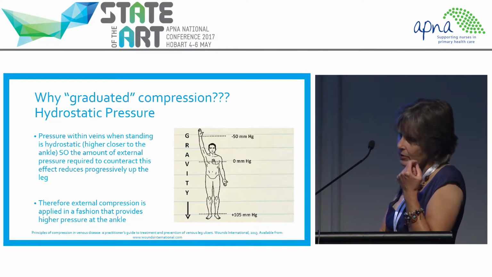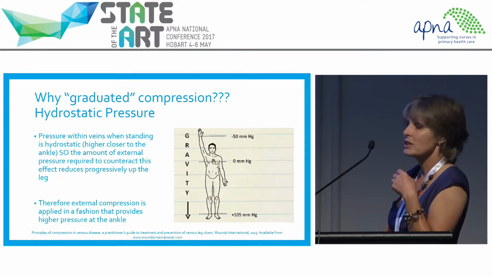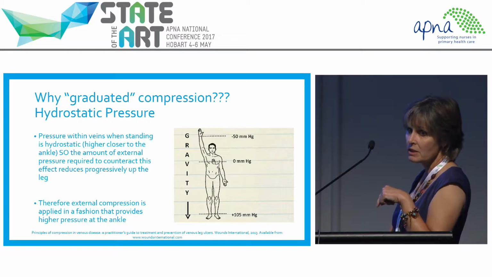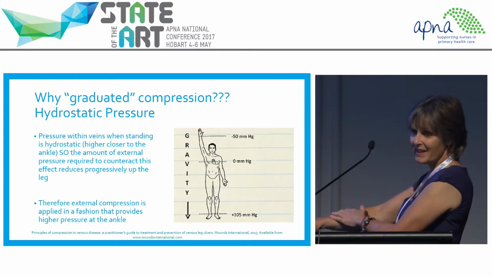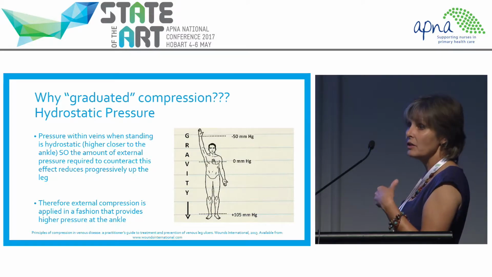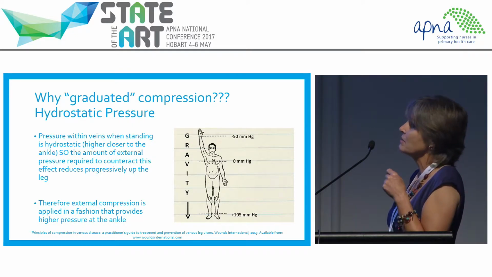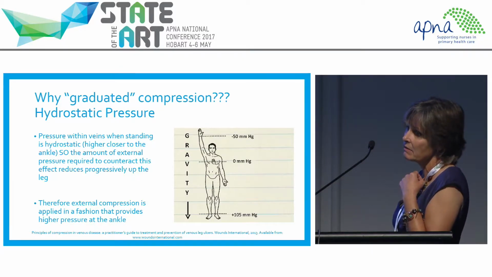So why graduated compression? Just to explain hydrostatic pressure, if you think about when somebody is standing or sitting, the amount of pressure that it takes to get the fluid or the blood back from your foot to your heart is much more than it takes to get the blood from here back to your heart. So you need a lot more pressure at the ankle than you do at the knee because it's got further to travel. So external compression is applied in a fashion that provides higher pressure at the ankle and lower pressure at the knee.